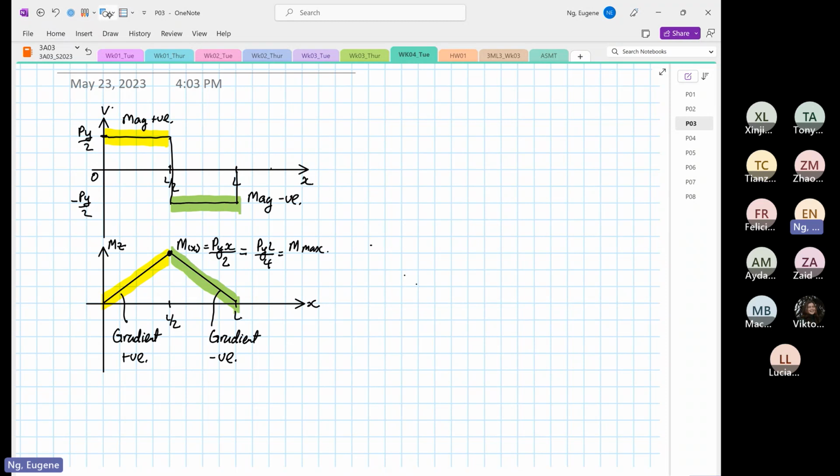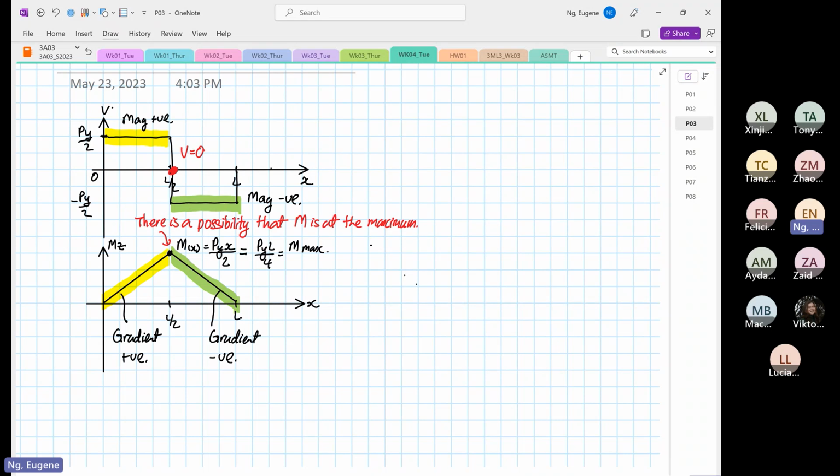Okay, so this is our first observation. The second observation we can see is at this point over there, where V is equal to zero. When the shear force is equal to zero, there is a possibility that the bending moment is at the maximum. When I say possibility, you have to check. Sometimes the shear force will pass through the zero line a few times, so you have to check. Okay, so these are the things to take note of on shear force and bending moment.